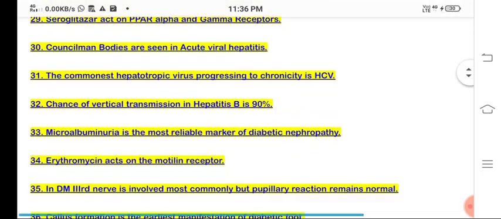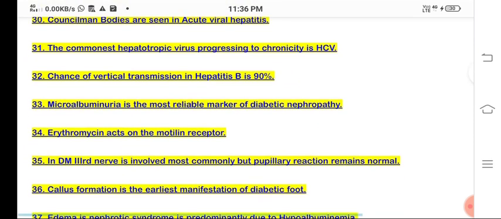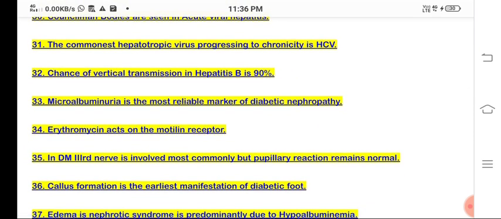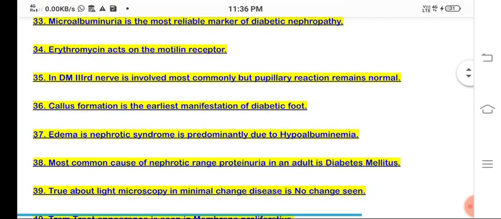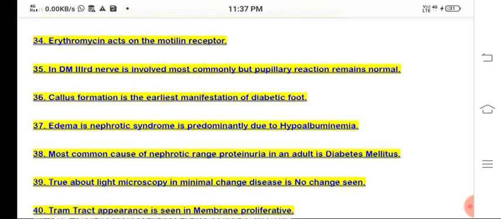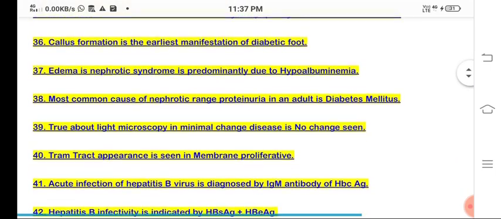The commonest hepatotropic virus progressing to chronicity is hepatitis C virus. Now, hepatitis is another important topic. Do revise it. Chances of vertical transmission in hepatitis B is 90%. Microalbuminuria is the most reliable marker of diabetic nephropathy. Erythromycin acts on the motilin receptor in diabetes. In DM, the third nerve is most commonly involved, but pupillary reaction remains normal.